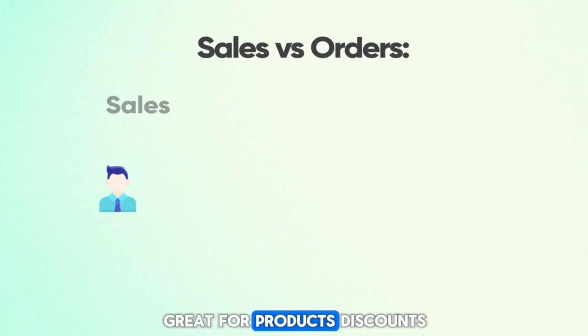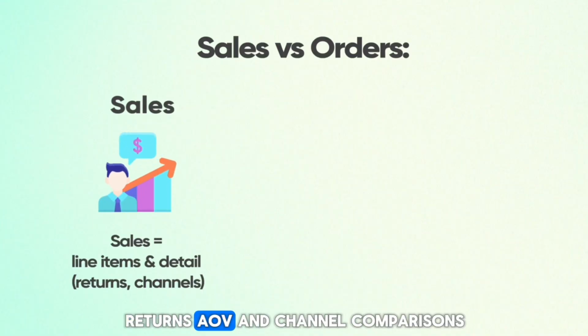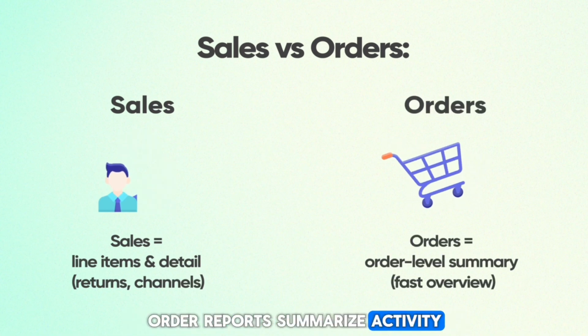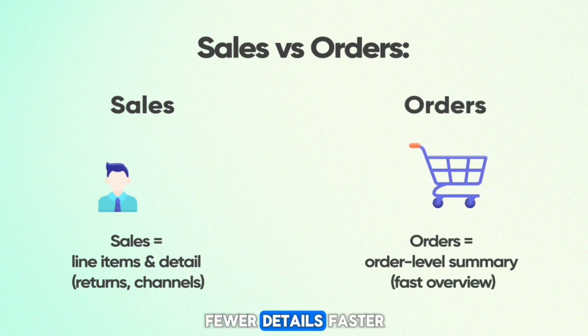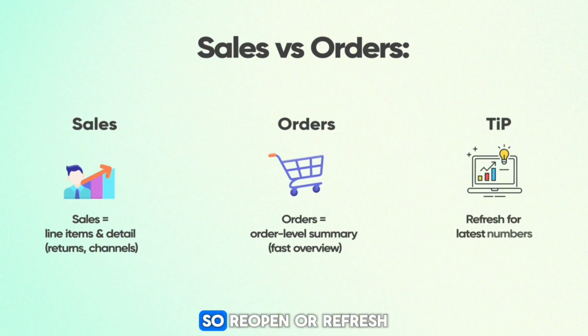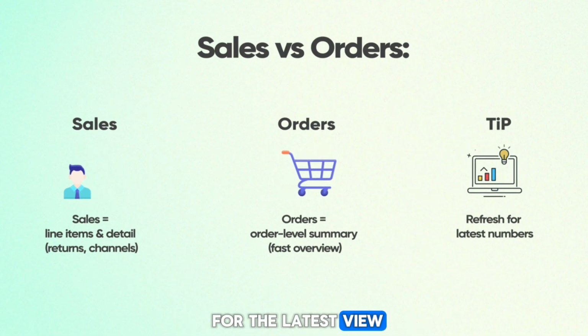Sales reports work at the line item level. Great for products, discounts, returns, AOV, and channel comparisons. Order reports summarize activity at the order level. Fewer details, faster overview. Shopify's analytics refresh quickly, so reopen or refresh for the latest view.